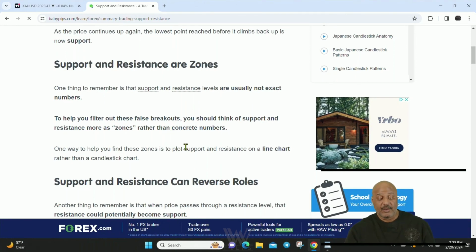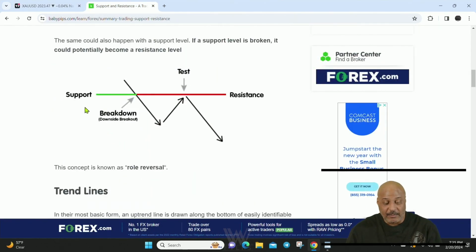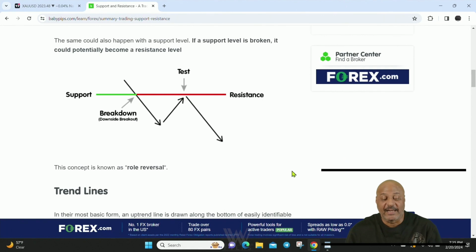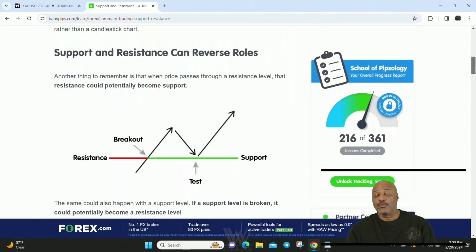Remember, fake out. What is a fake out? A false breakout. That's like a rhyme. I didn't mean to say that, but that's how it went down. So anyway, here we go. Support, resistance, breakdown. It came up here, crashed through, came back to retest, and then came back. That's the role reversal. Now, we didn't talk about that, but we did talk about the zones.